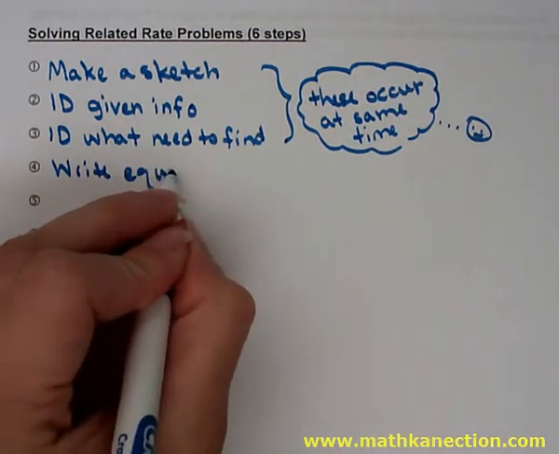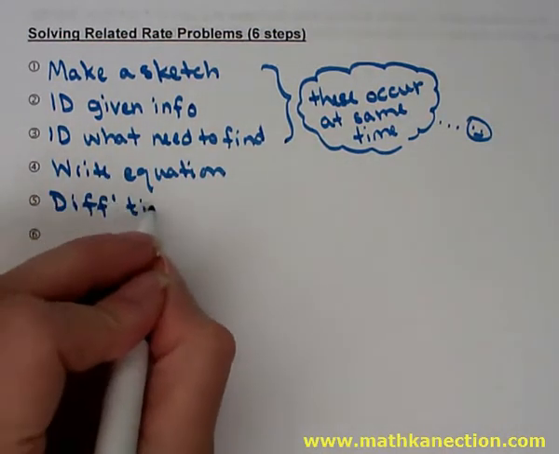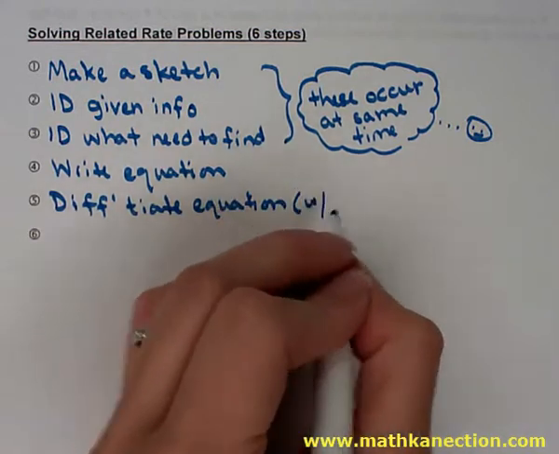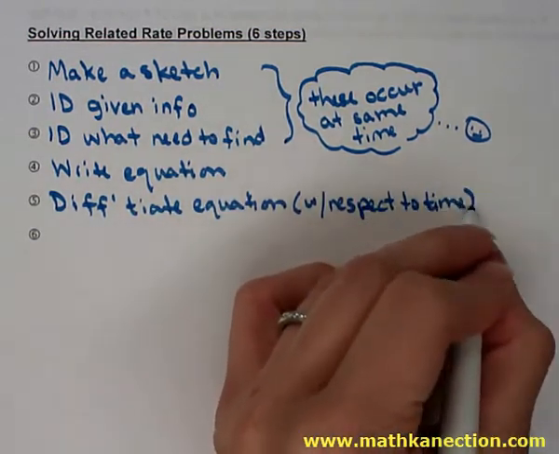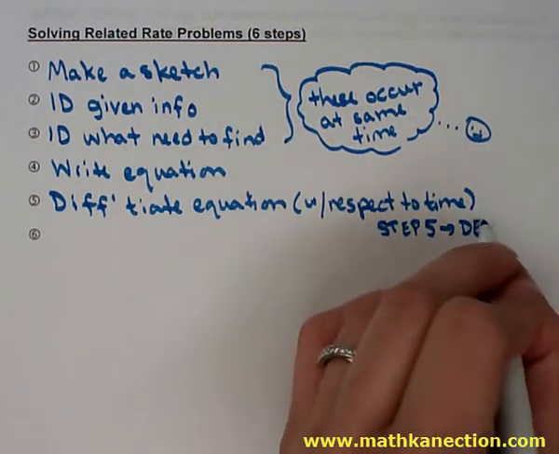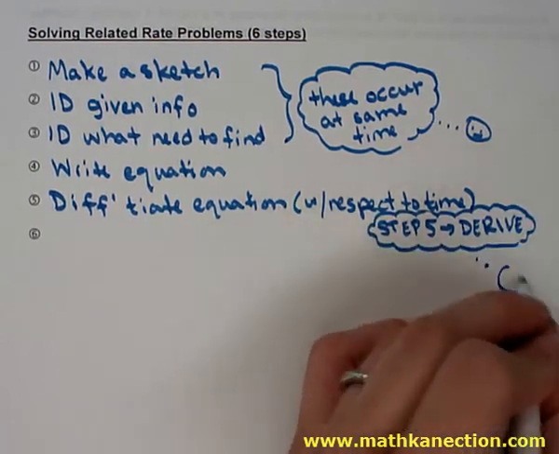Step 4 is to write down any equation you might need. Step 5 is to derive with respect to time. And step 6, substitute in your values and solve the problem.